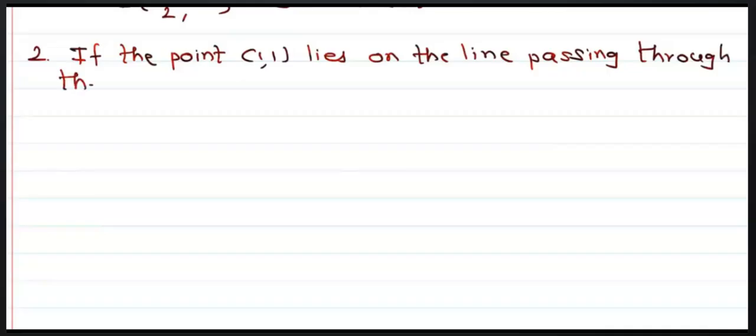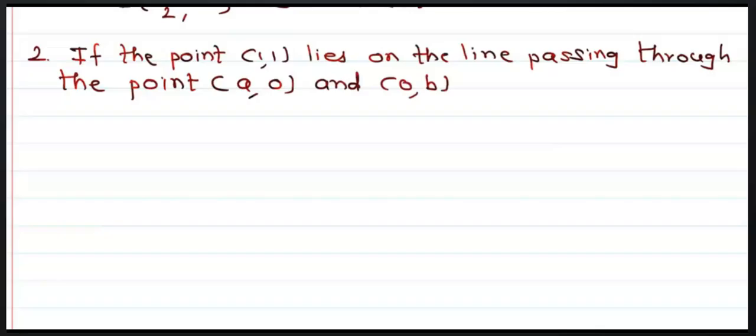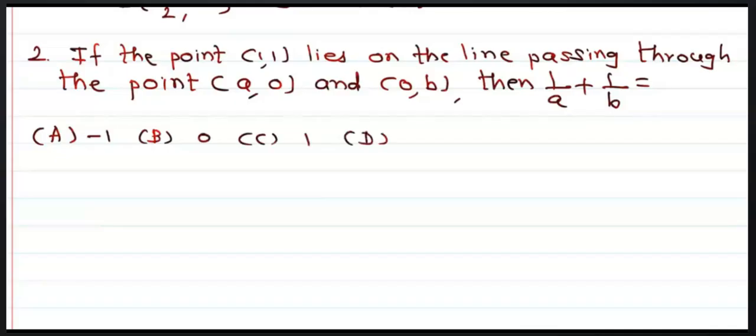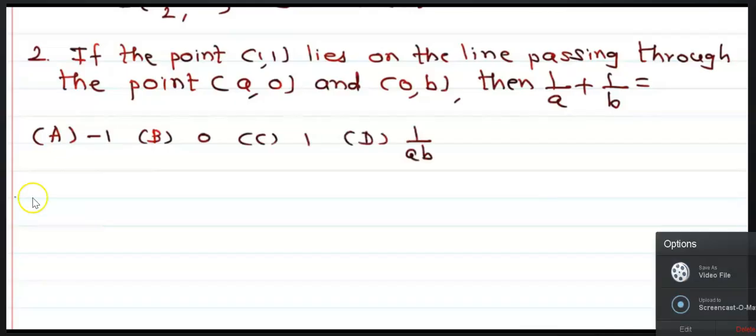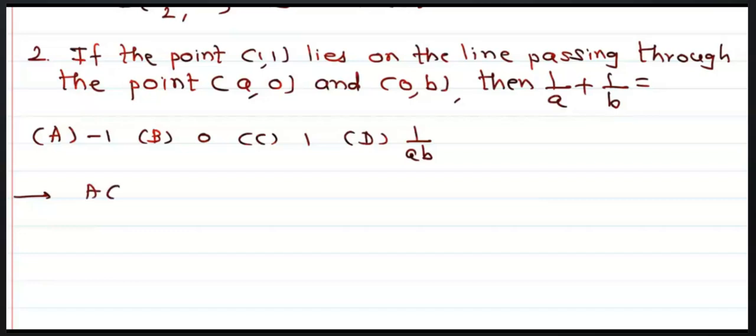if the point (1, 1) lies on the line passing through the points (a, 0) and (0, b), then 1 upon a plus 1 upon b is equals to. The first option is -1, B is 0, C is 1 and D is 1 upon ab.